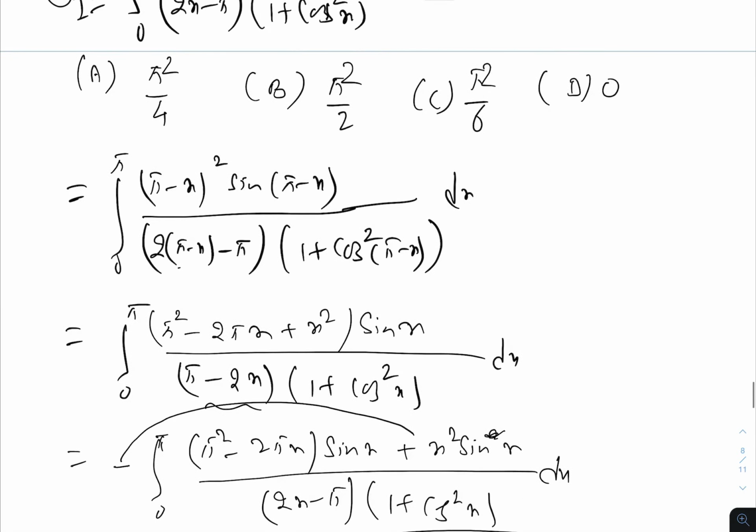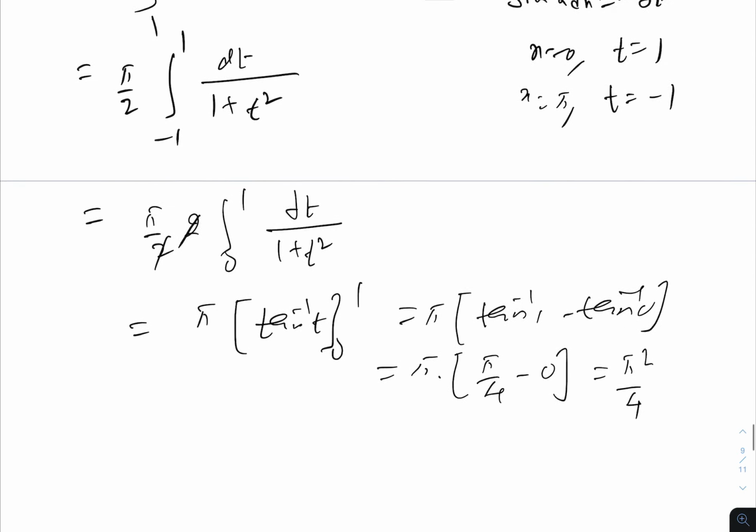So pi square by 4, here option A. So here option A.